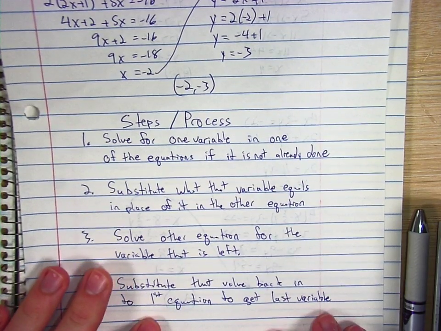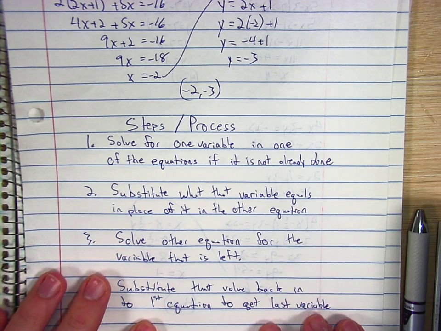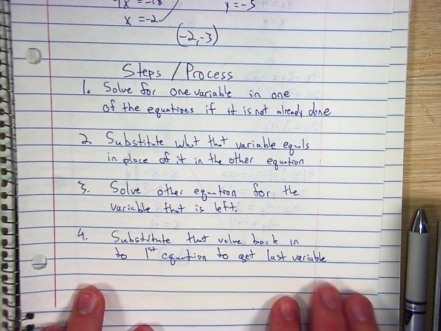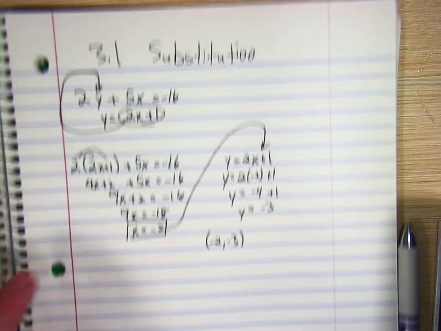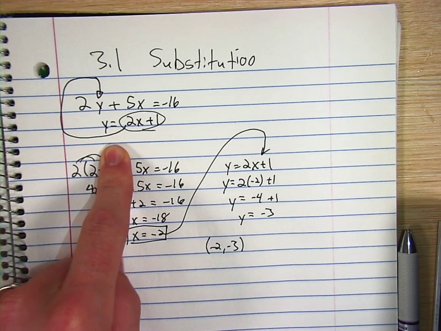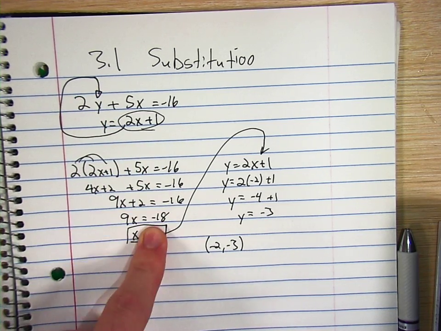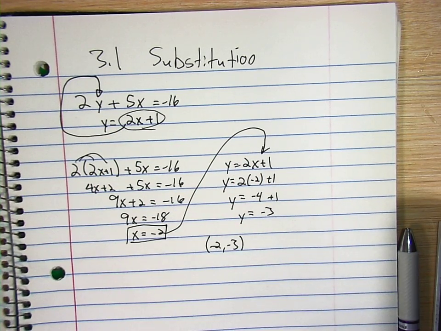Then we need to substitute what that variable equals in place of it in the other equation. Solve the other equation for the variable that's left. And then once we get our first variable solved, we put it back into the first equation we were working with to solve for the variable that we still need. Okay, so here y was already solved by itself, so we didn't have to do step 1. We substituted it in, so then we could solve for x. Then we got x, so we substitute that back into the first equation we were working with and solve for our last variable.